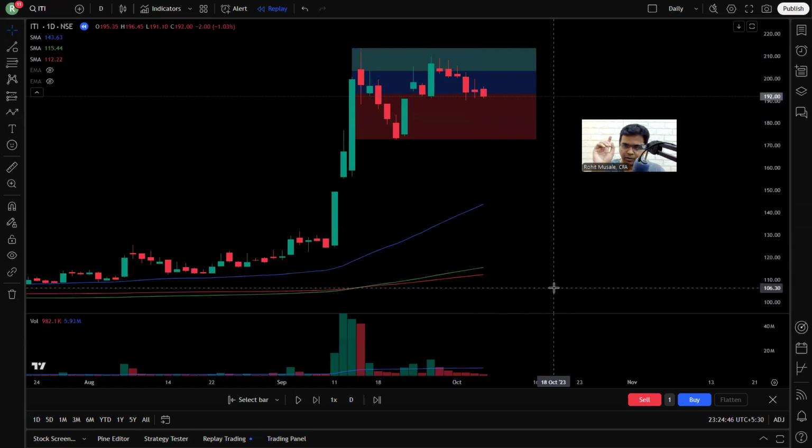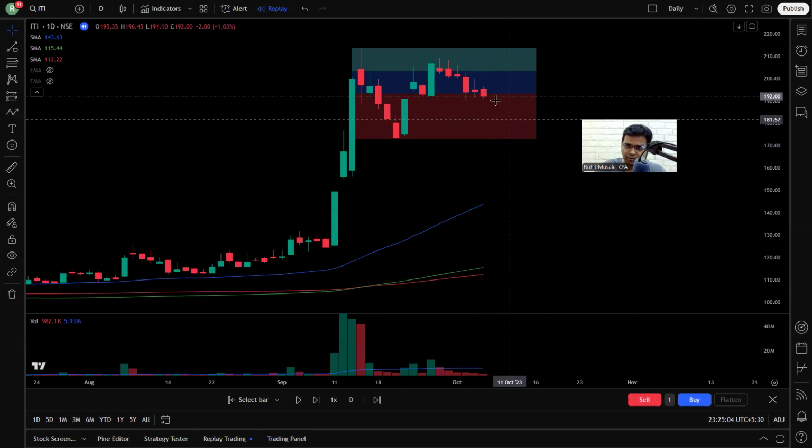So remember, blue, green, red, 10 candles, 4 points. Simple analysis, nothing complicated here, nothing rocket science here.